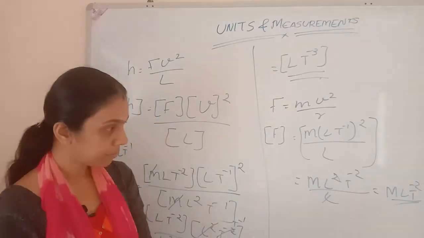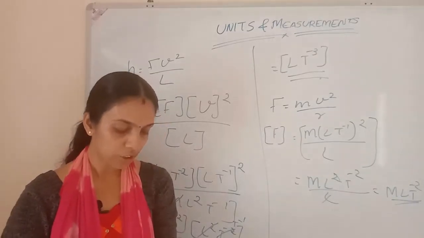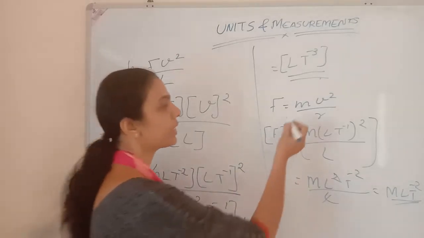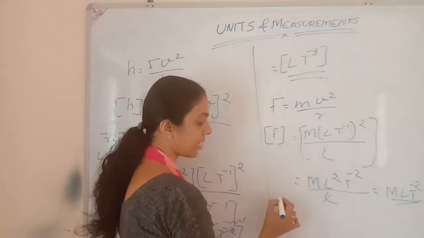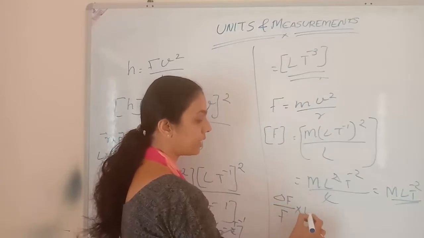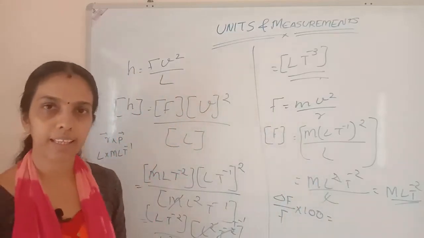Okay, then using the above formula, write an equation to find the percentage error in centripetal force. How can we find out the percentage error in centripetal force? Delta F by F into 100. This only we should find out. This is the percentage error.